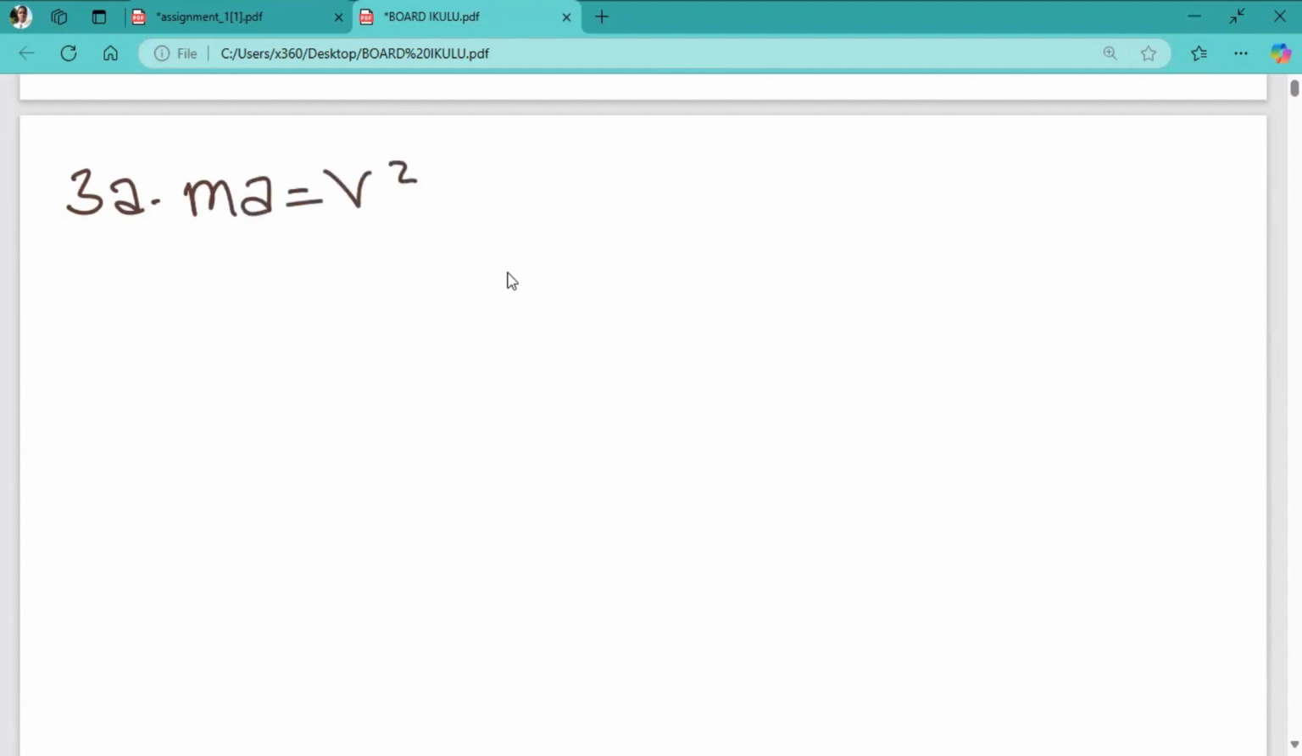So MA is mass multiplied by acceleration. So I'll say mass M multiplied by acceleration. And what is acceleration? Acceleration is meter, so for meter let me use L for length. For mass, let me just use kg to simplify everything. Let me use units.